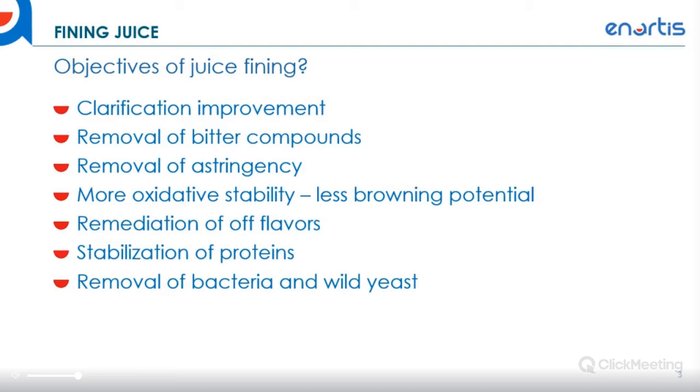Removal of bacteria and wild yeast is a newer juice fining objective, but in general, winemakers who are using products like chitosan find that removing the bacteria and wild yeast from juices tends to improve fermentation, also clarification as well. So there are many different reasons why we're adding fining agents to juices and why we're fining juice, but the main one we'll talk about today is clarification improvement.